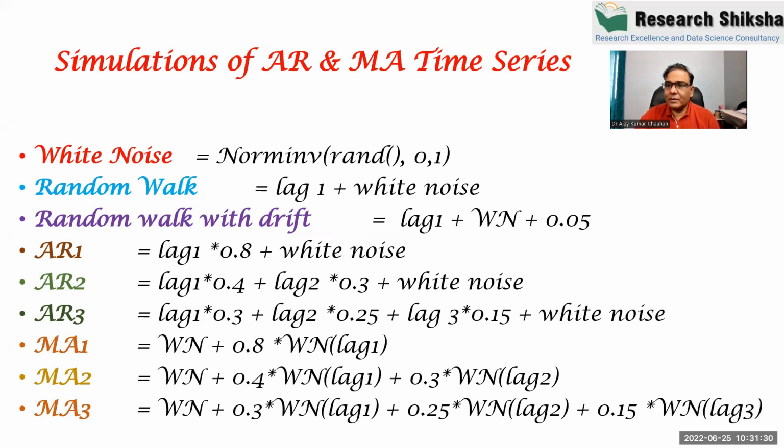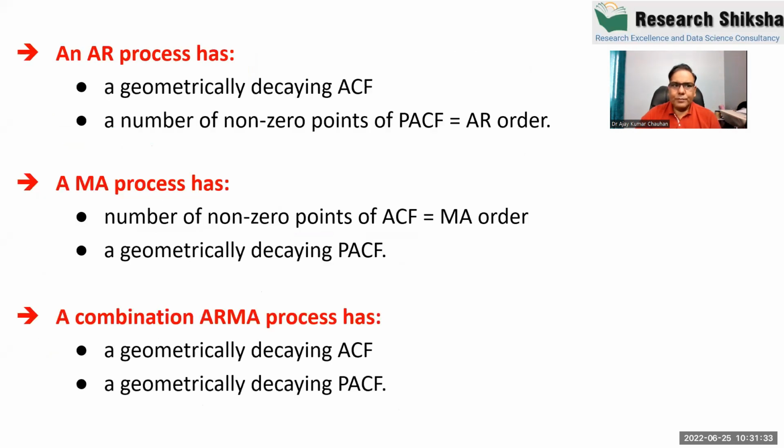So we have to analyze all the things. In an AR process, the autocorrelation is dying, and the number of non-zero points, meaning how many spikes are significant in the partial autocorrelation, is the AR order. How many spikes are significant in the autocorrelation? It means the MA order. And if both are significant, then it is called an ARMA process.